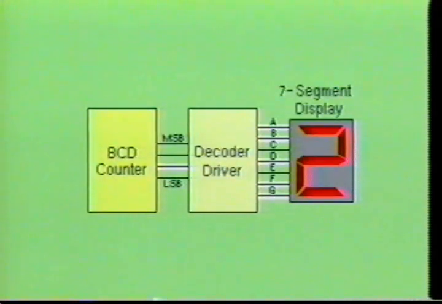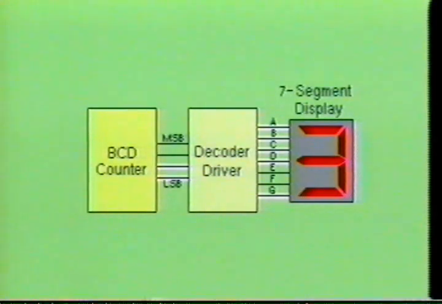As the counter IC further increases by another count, it outputs a BCD code of 0010 into the inputs of the decoder driver. The decoder driver decodes this input and produces a high output on pins A, B, D, F, and G. This results in the numeral 2 being displayed.